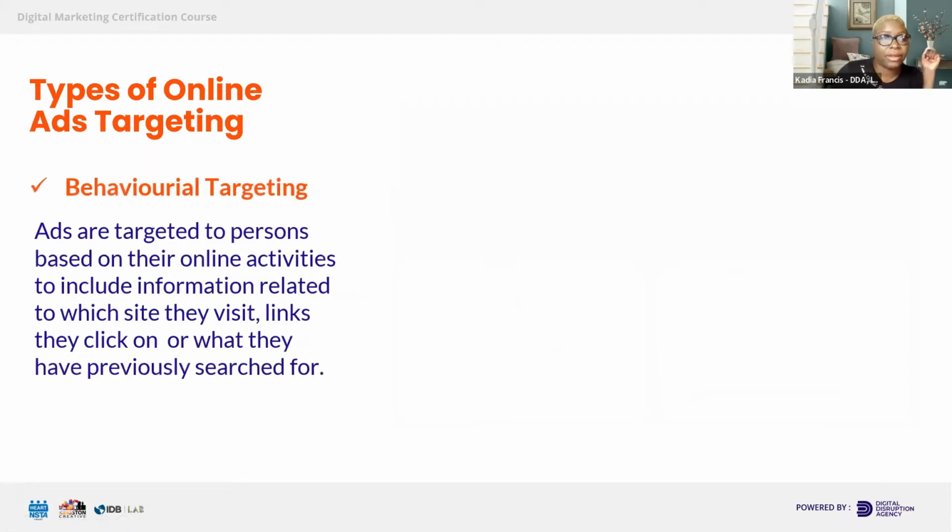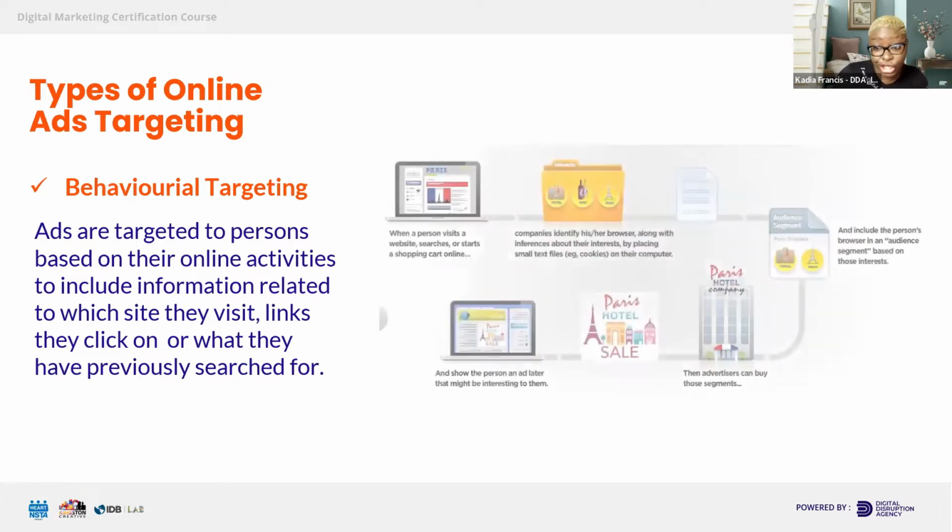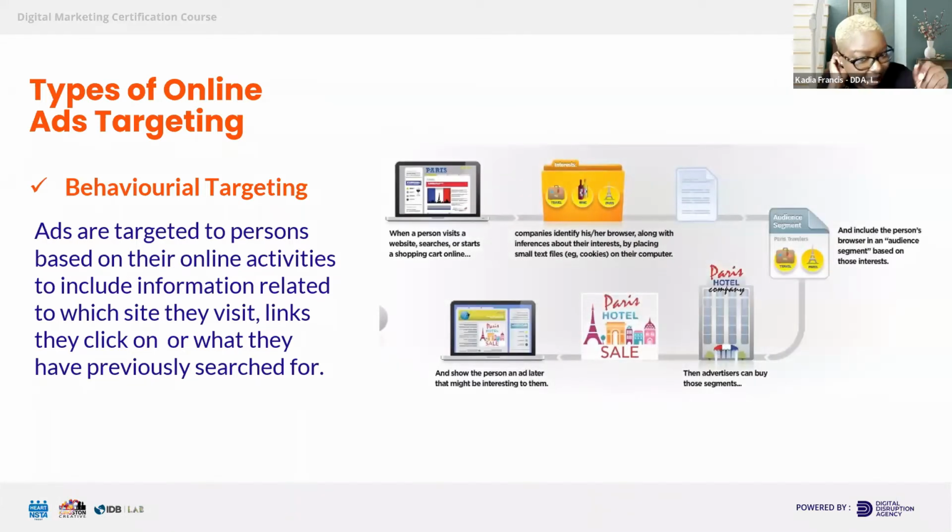Behavioral targeting. Now, ads target the person based on how they behave online, their online activities. This information includes where I have visited before, the links that I've clicked on, or what I have previously searched for on a search engine, right? So let's, for instance, say a person visits a website, searches or starts shopping, puts stuff in the basket, right?